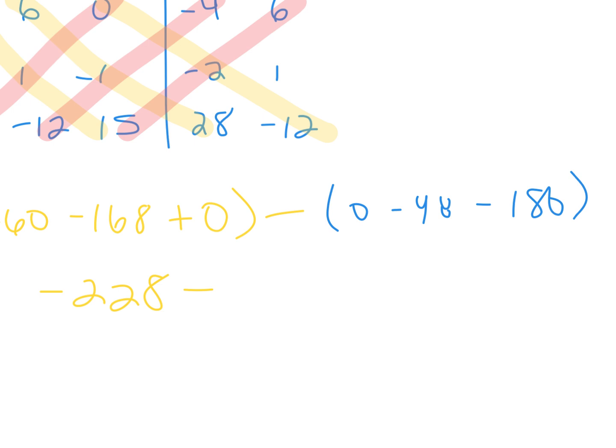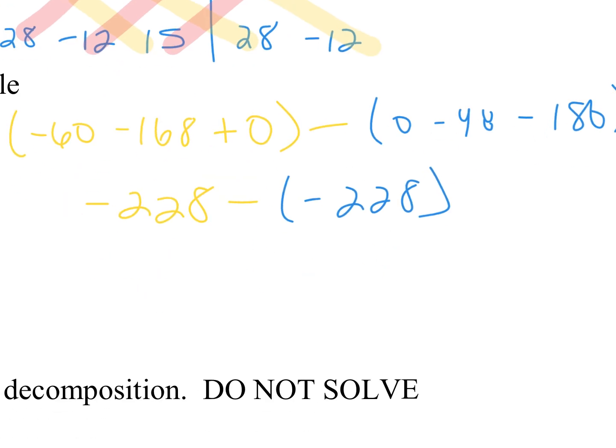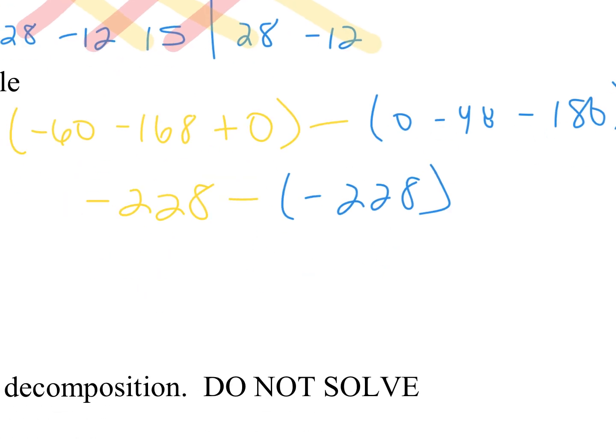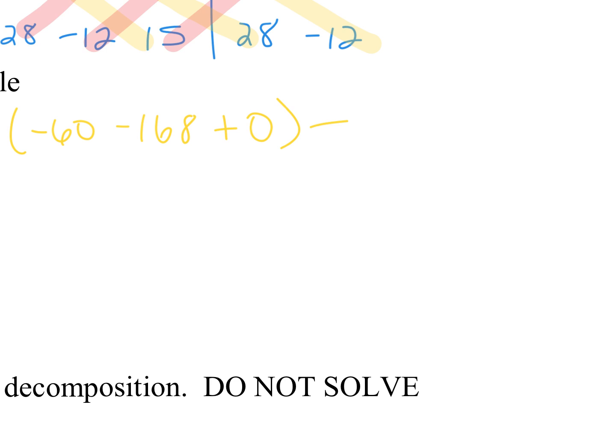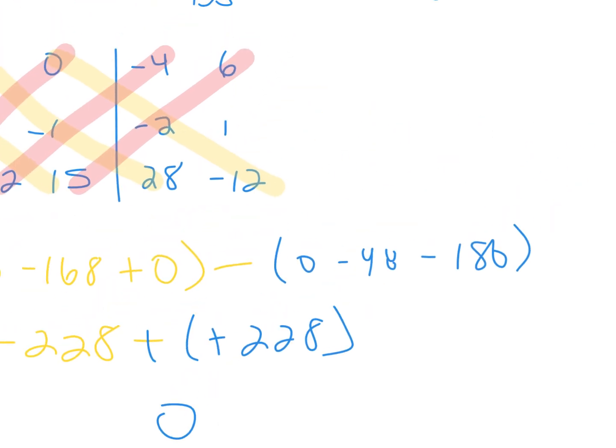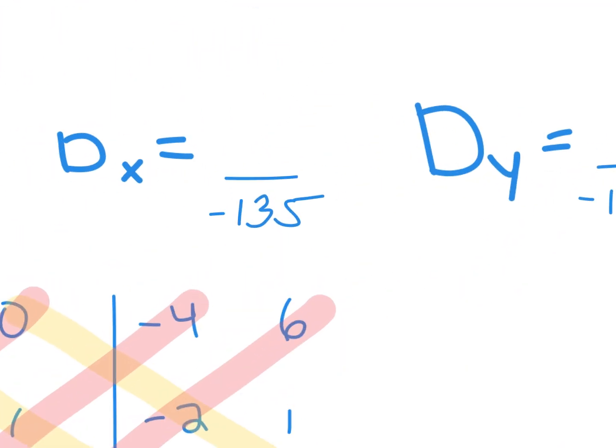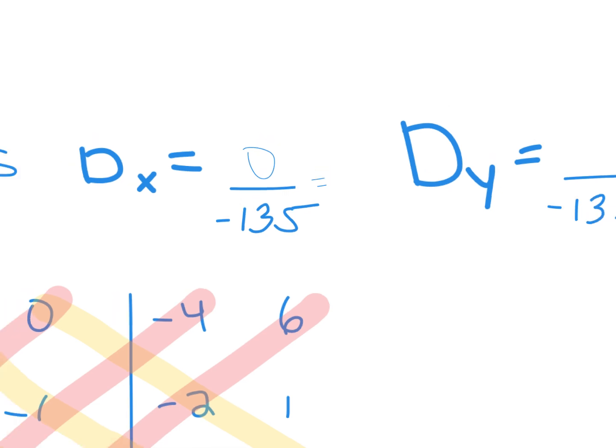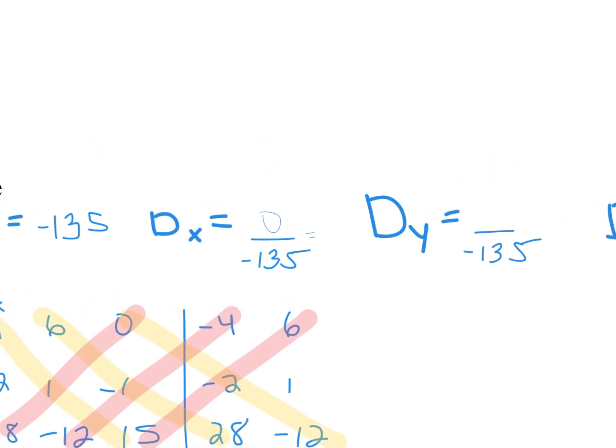Negative 228, okay. So what's negative 228 minus a negative? That becomes a positive, right? So what does this equal? 0. So I go up here and I say this would be 0. What is my x value for this set of your ordered triple? 0. Your x value is 0.